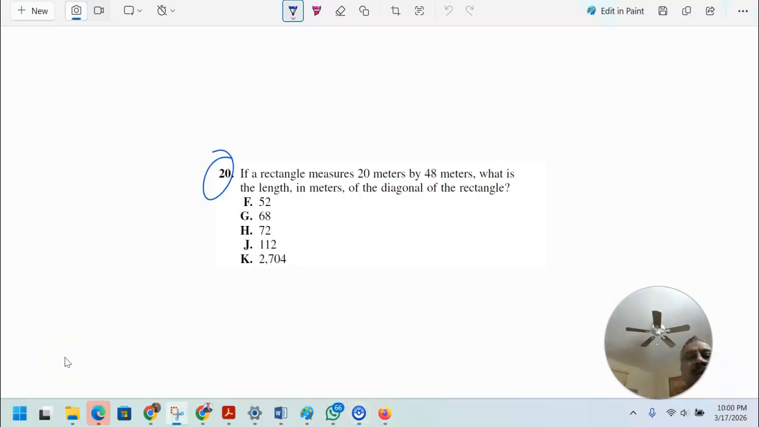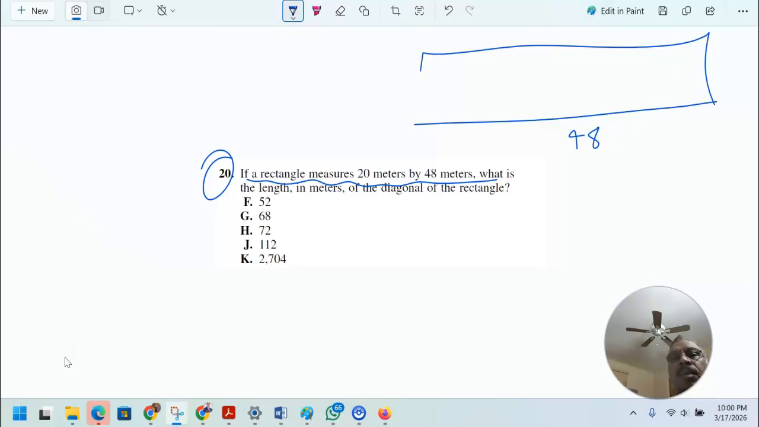So question number 20 says a rectangle has measure this. That means 48 by 20. Rectangle, what is the length in meters if the diagonal of this is given?